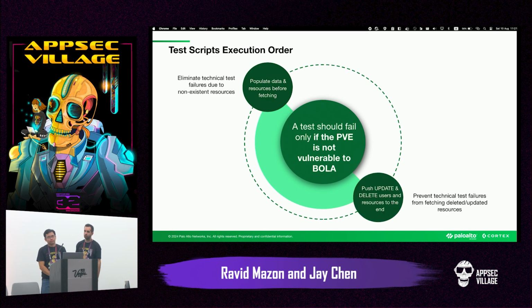And also we will try to push update and delete operations to the end. So we won't experience a scenario where we delete a user or delete a resource and then try to fetch it. So again, the main reason for this is not to have technical issues in a test that will make it fail eventually.